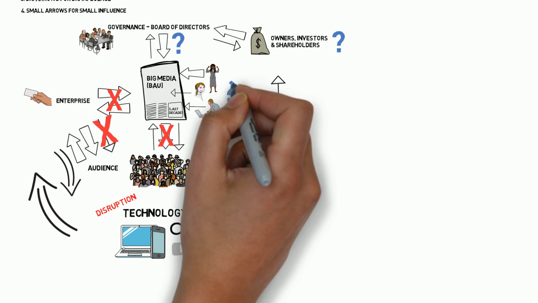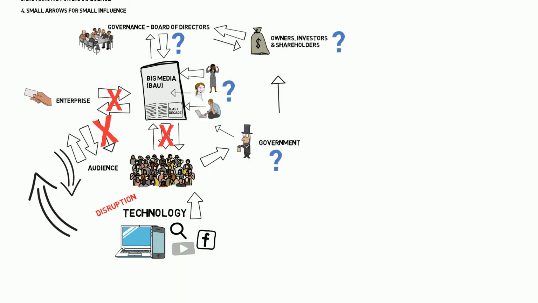The internal stakeholders, the people that relied on jobs from the media, are now put into question. Lots of journalists have been made redundant. Salespeople aren't selling the same things they were selling before. Executives aren't sure what to do anymore.